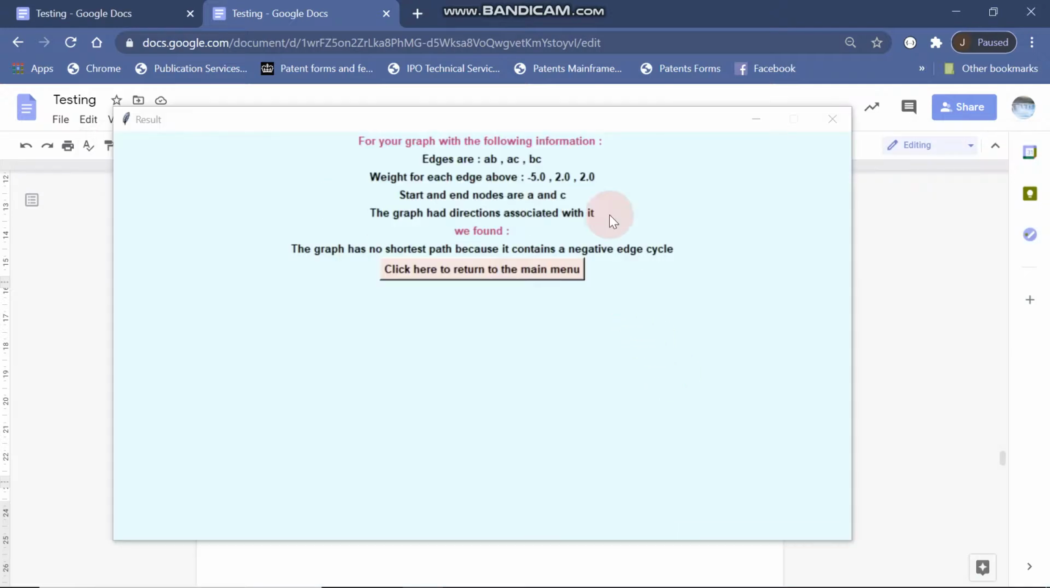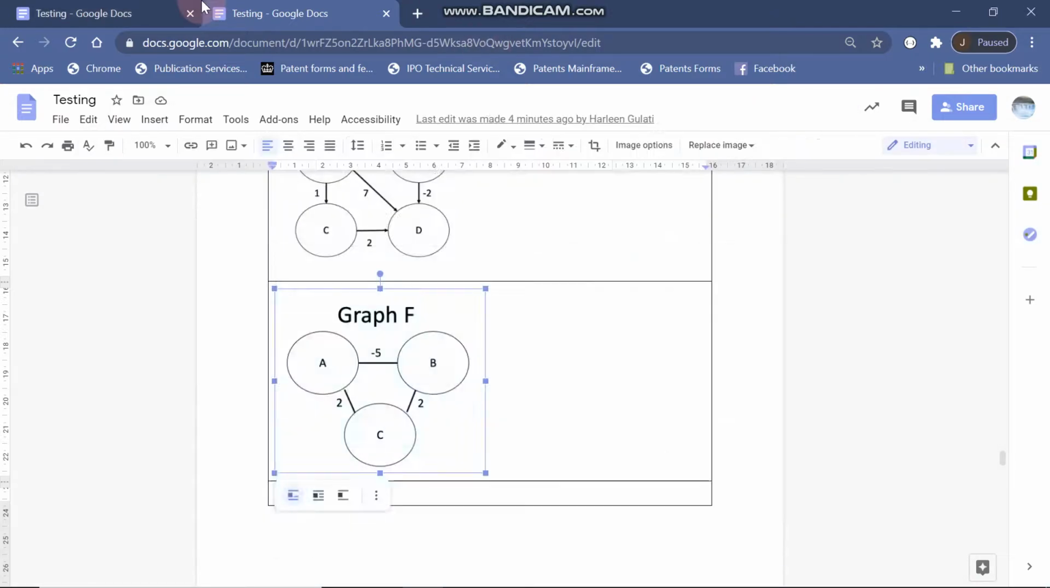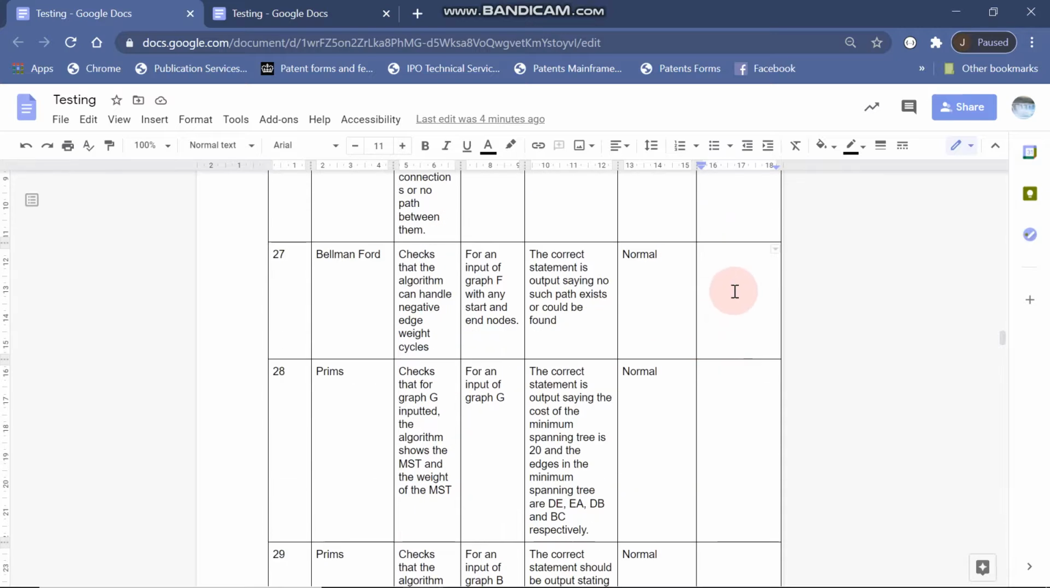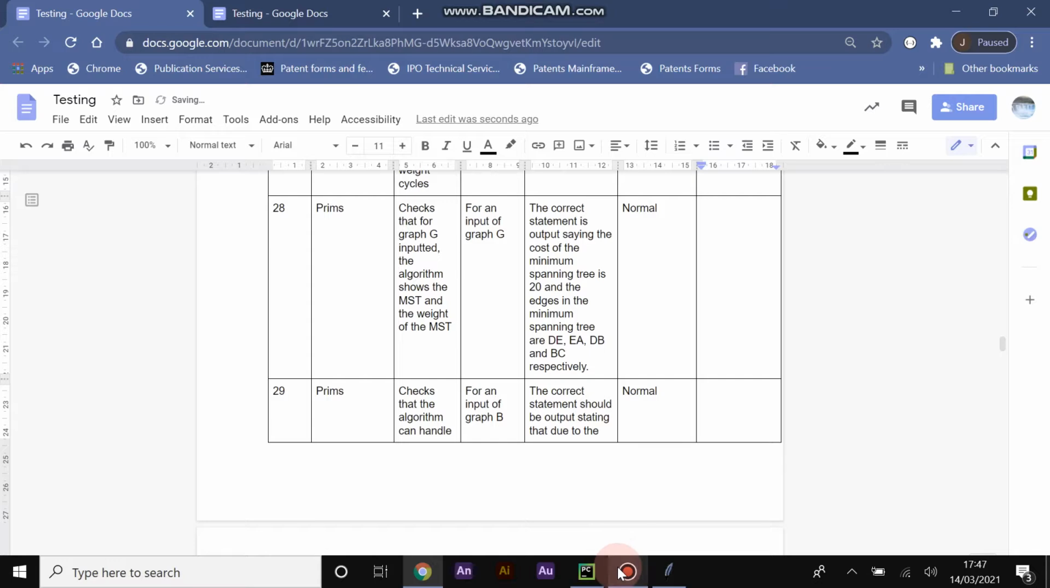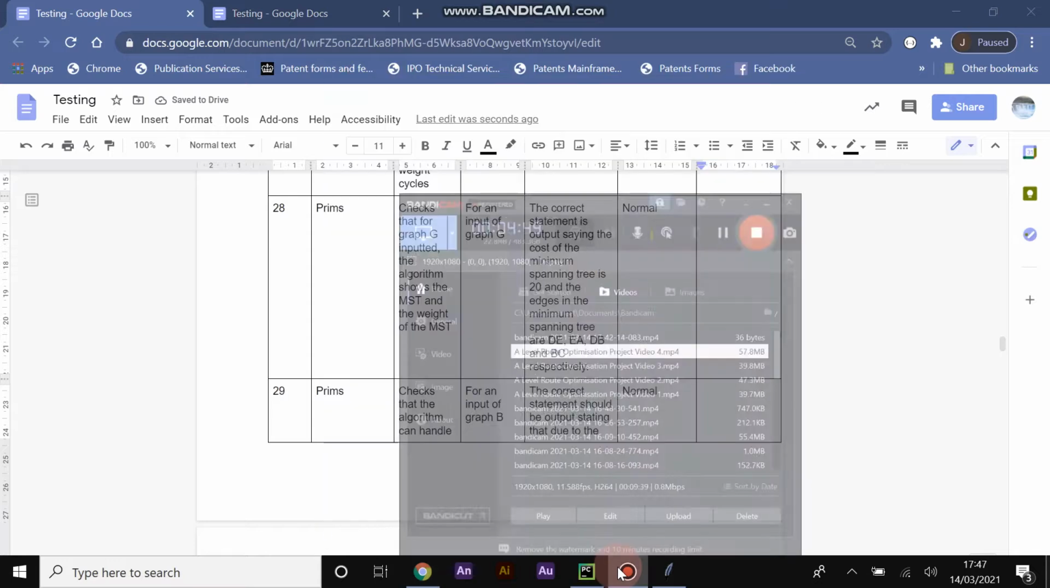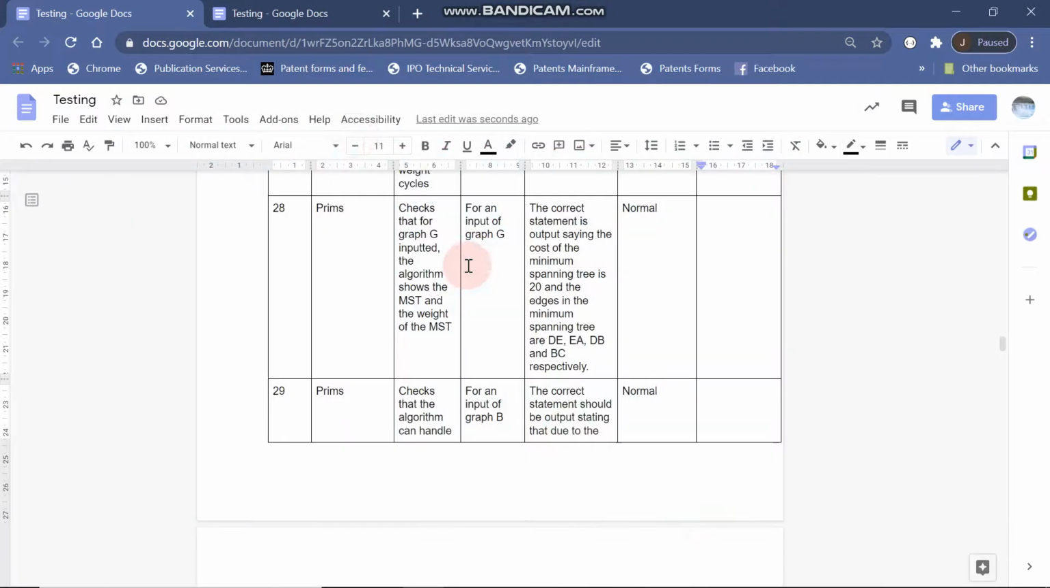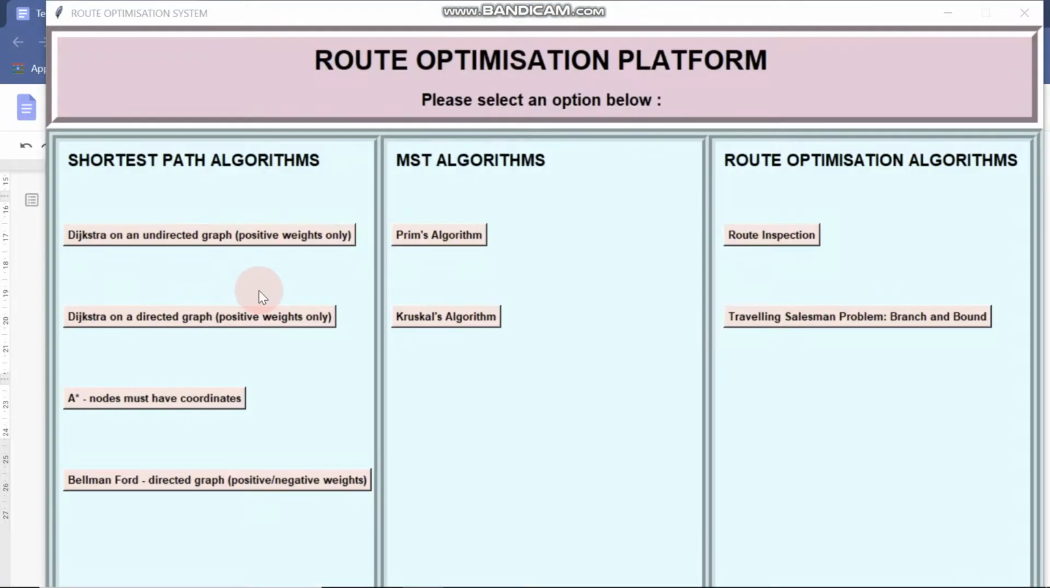And yeah, so we have the same output. So our system can deal with graphs which aren't made for Bellman Ford, so we can pass that. Now we move on to Prim's. So it's been 4 minutes. So we have tested all the shortest path optimizations. Okay, now we're moving on to the minimum spanning tree.